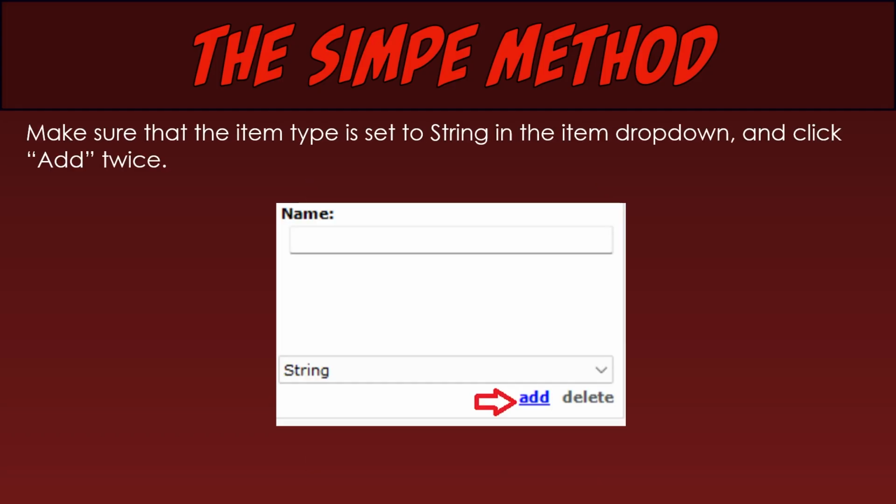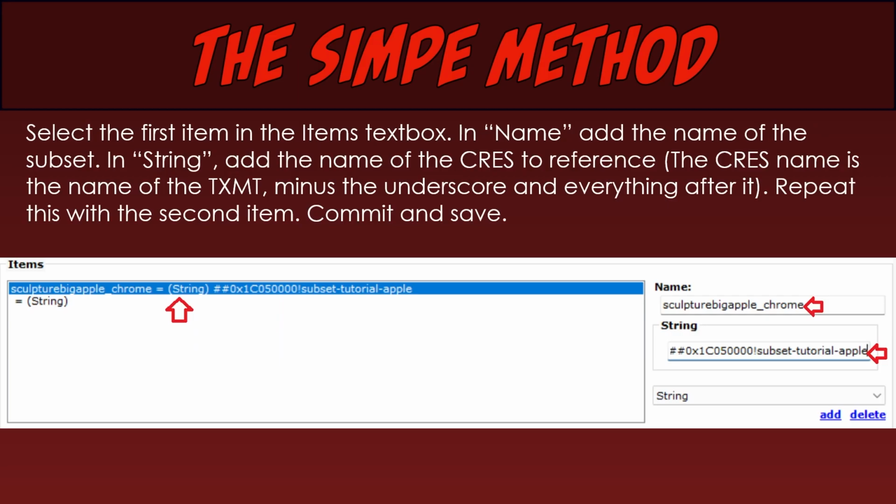Then we make sure that string is selected in the dropdown this time. This time we're adding strings. We add 2 strings. We select the first one. In name, we copy the subset name and paste it. And then in string, here's the tricky part. We copy the name of the CRES. So the underscore and everything after it, that is referencing the TXMT. What we need to reference here is the CRES.